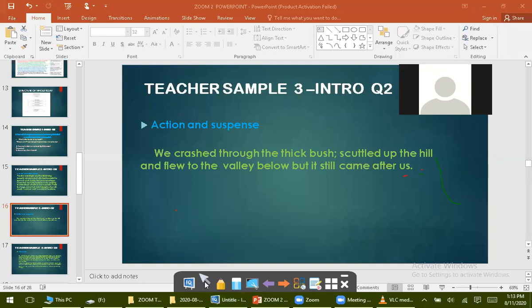We crashed through the thick bush, paddled up the hill and into the valley below, but it still came after us. Okay, so this is action.